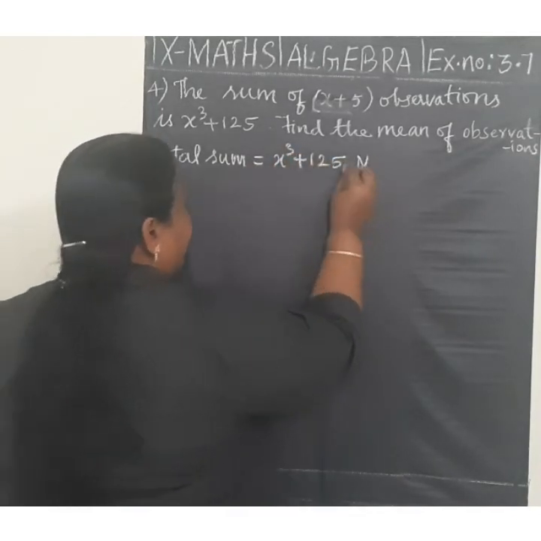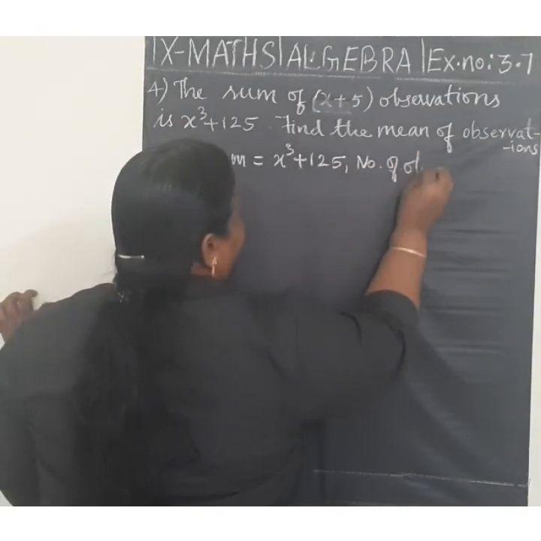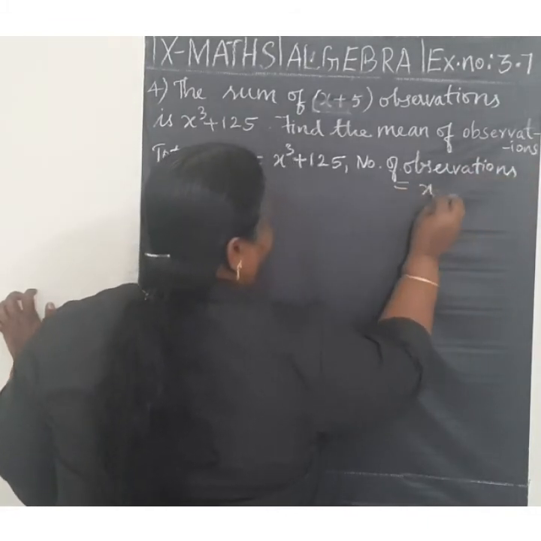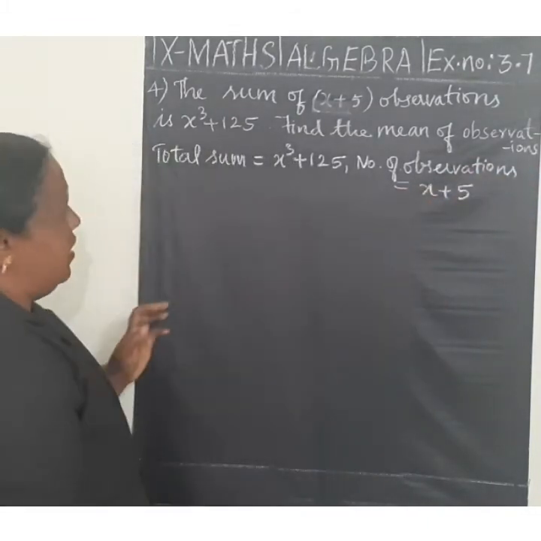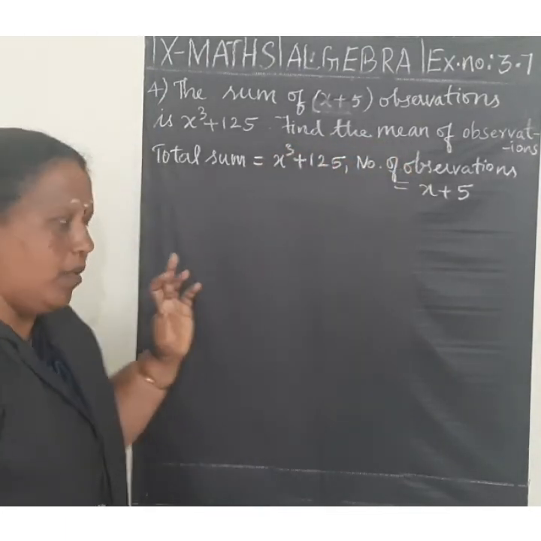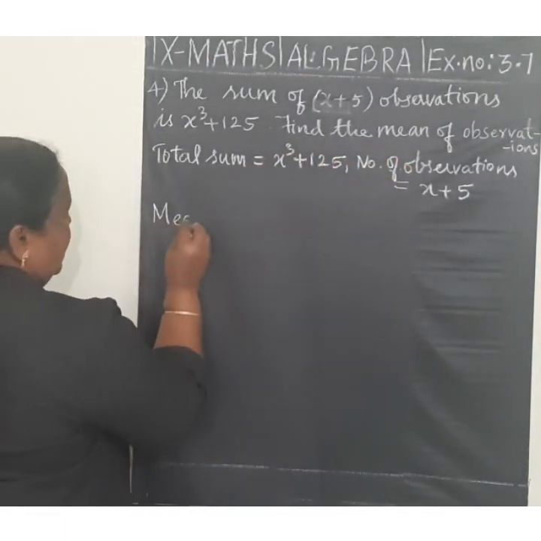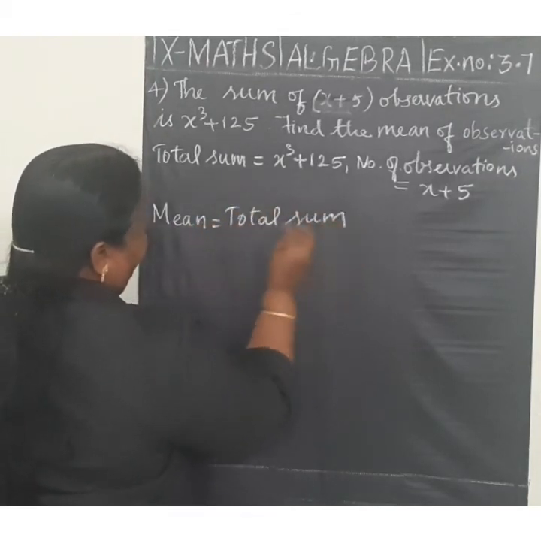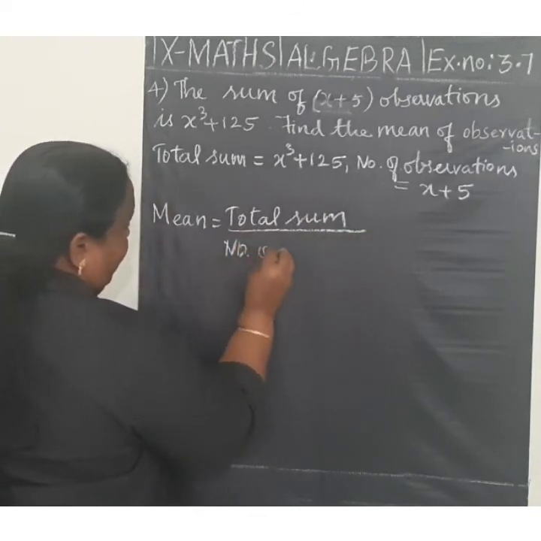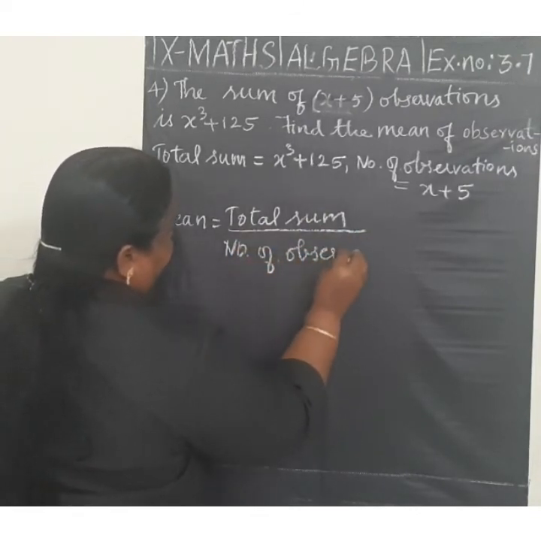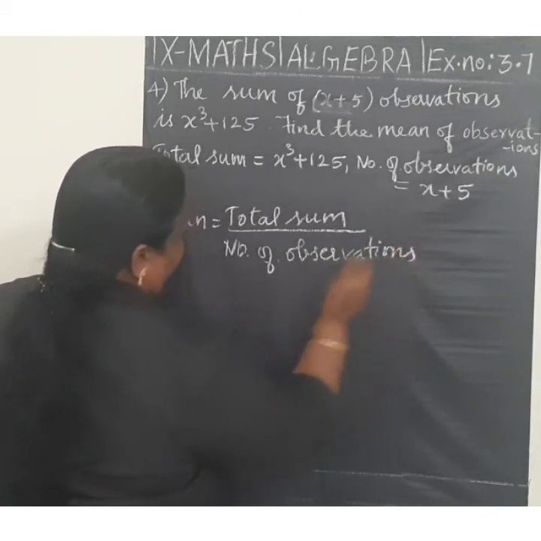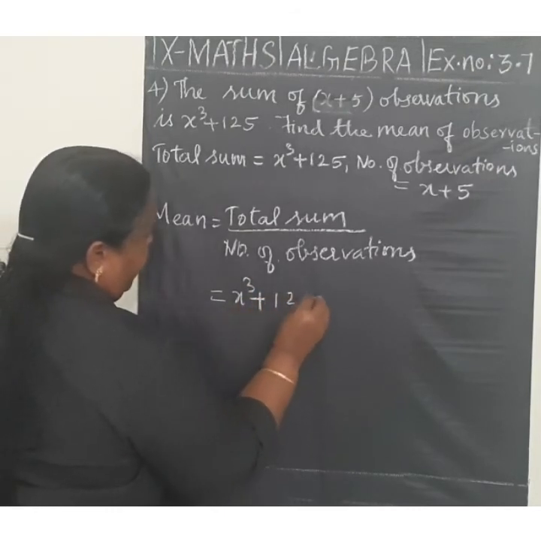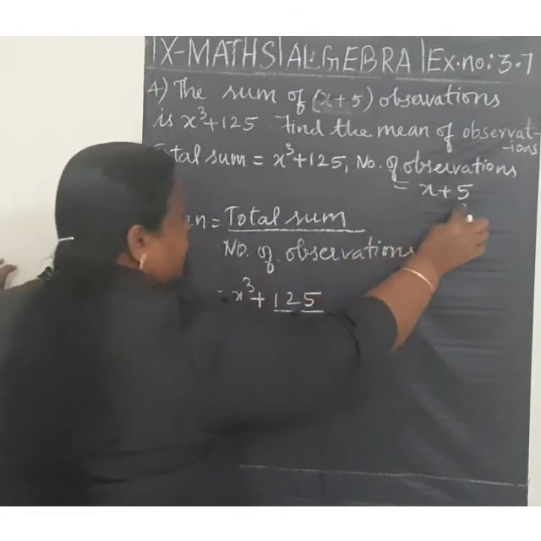Then the number of observations, how many observations they are doing, here is x plus 5. Number of observations is equal to x plus 5. Then we have to find the mean. The formula to find the mean is: mean is equal to total sum divided by number of observations. So the total sum is x cube plus 125, divided by the number of observations, x plus 5.